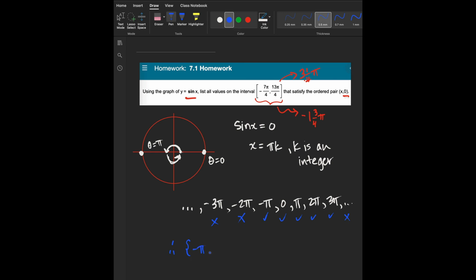So here would be our solution set. Negative pi would be the first one, and then 0, and then pi, and then 2 pi, and then 3 pi. And that will be our solution set.